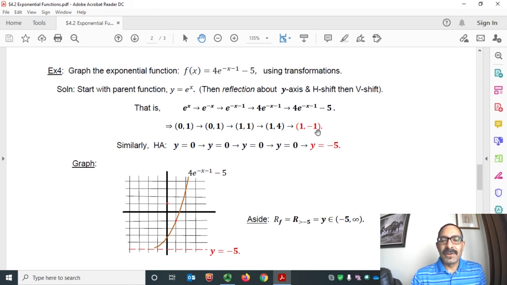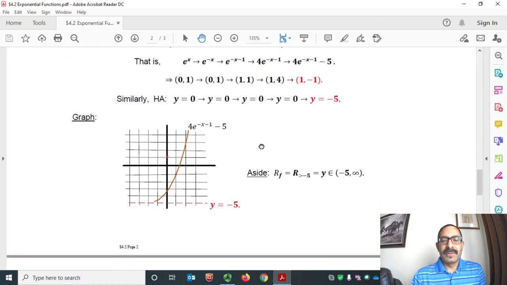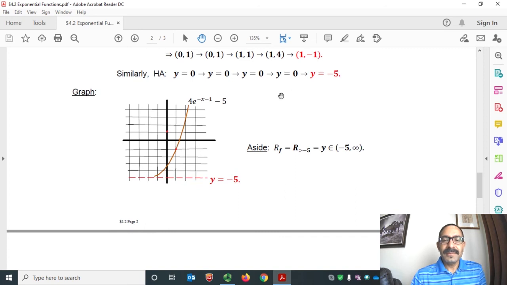Great. So now let's use these two pieces of information to sketch the graph of this given exponential function. So the point (1, -1) is here, and y equals to -5 is here. Then this is our exponential function's graph. Great. Again, the domain doesn't change, so the range is -5 to positive infinity. I hope this makes sense to you all.